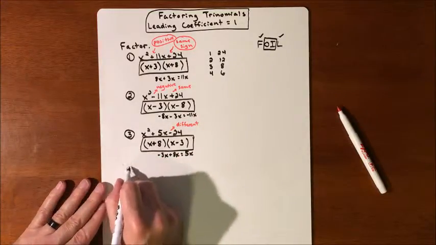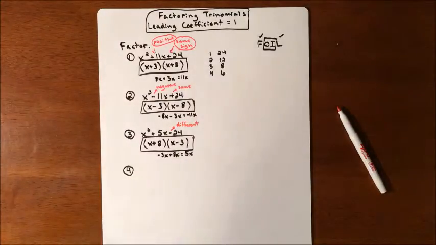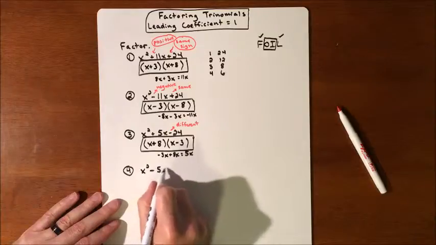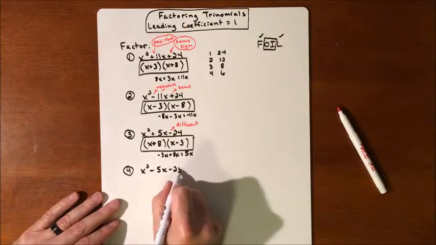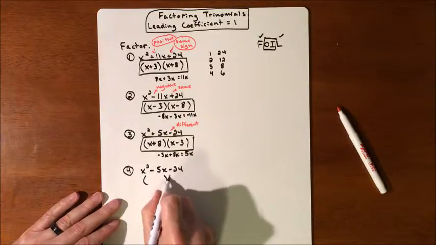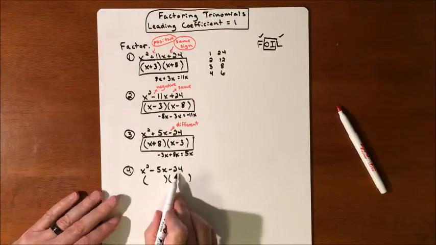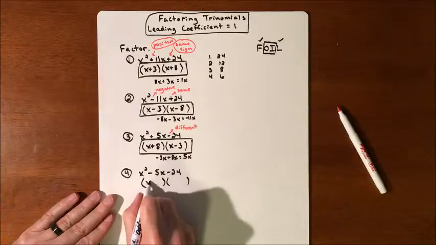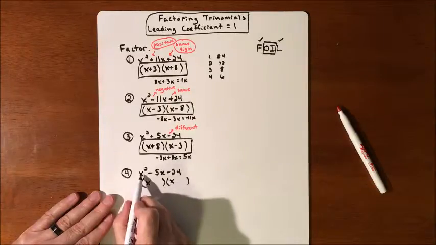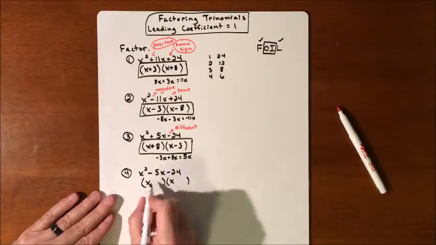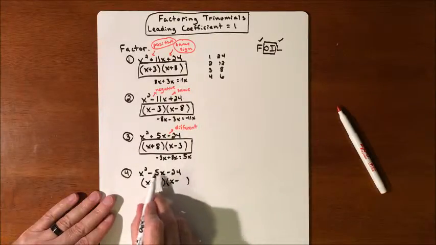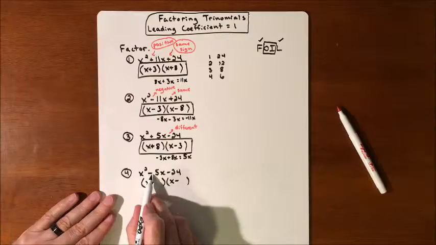All right, let's do another one. So we'll have an x squared minus 5x minus 24. Okay, same list. Here's our list. That's going to multiply to 24. X times x is going to get us x squared. Signs are going to be different because of this. And the bigger of the two is going to be a negative.